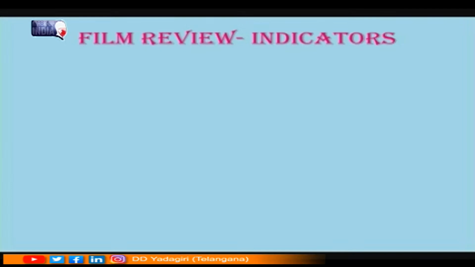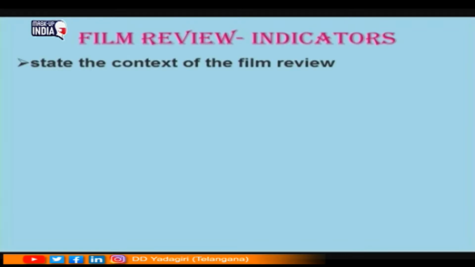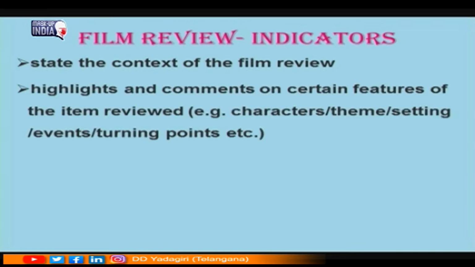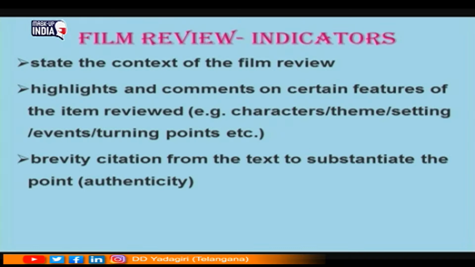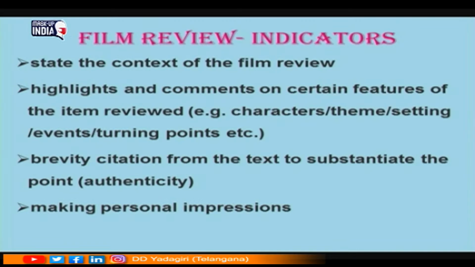Children, now it's the time to see how to write a film review including the indicators. So you can find the indicators at the end of the text. So the first indicator for writing a film review is state the context of the film review. Next, highlights and comments on certain features of the item reviewed, for example like characters, theme, setting, events, turning points. Brevity, citation from the text to substantiate the point, authenticity, and making personal impressions. The last one is maintaining coherence.